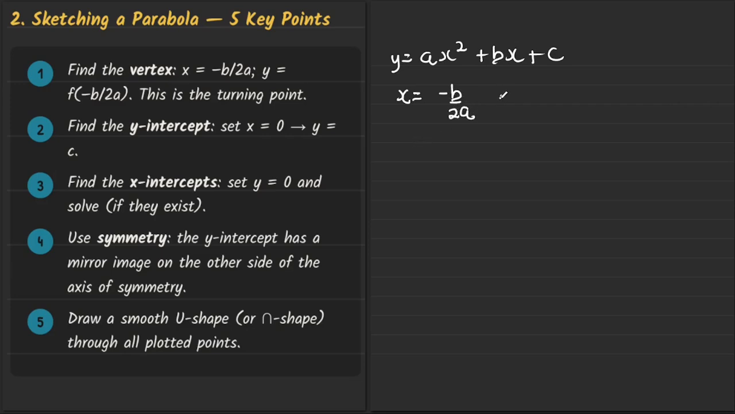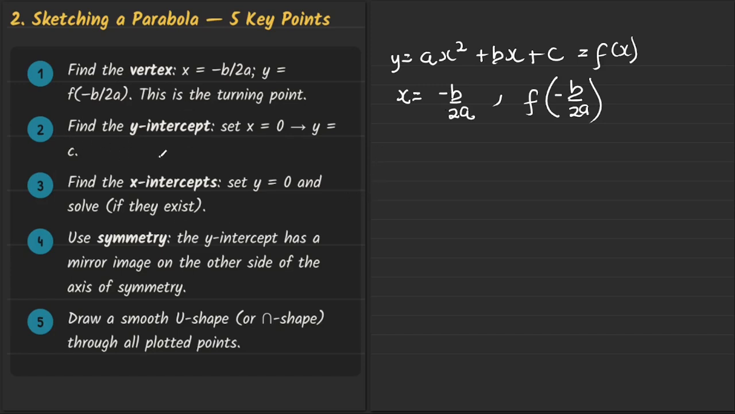2a. And since the vertex is a coordinate in terms of x and y, you'd have to substitute this value of x into your function. So if this was simply a function of x, then all we need to do is to find f of where it occurs, that is at negative b over 2a. And that is going to give us the coordinate of what we have as the vertex.